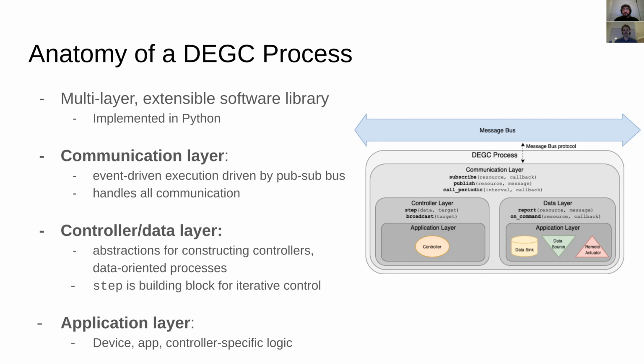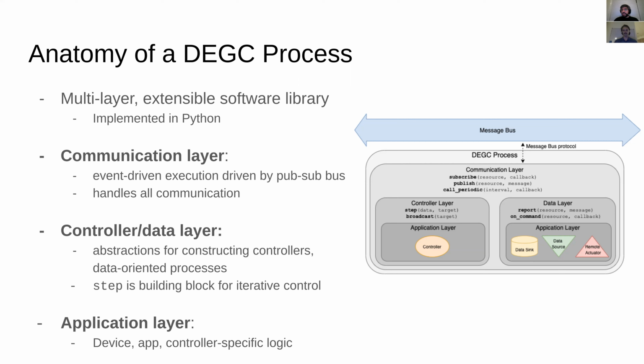Built on top of that are the parallel controller and data layers. These are essentially libraries that make it easy to construct controllers and other data-oriented processes, being able to broadcast targets, for example, being able to implement iterative control algorithms, being able to trigger callbacks when you receive an actuation command. These are all pieces of functionality that are implemented by the controller and data layers.